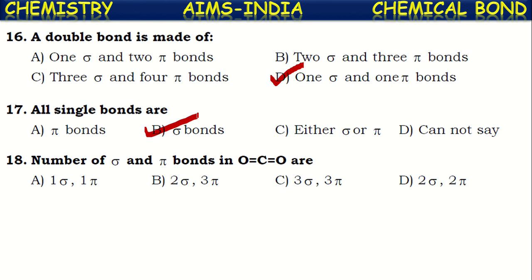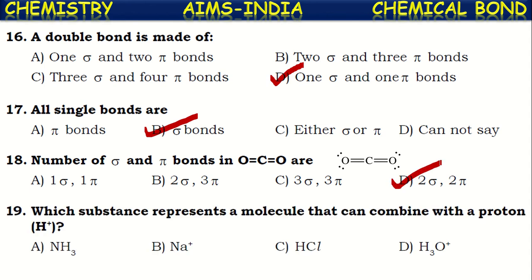The number of sigma and pi bonds in the carbon dioxide molecule is, observe once, the carbon dioxide molecule. In the carbon dioxide molecule, there are double bonds between the carbon and oxygen atoms. So out of a double bond, one is a sigma bond, the other one is a pi bond. In the same way here also. So overall, there are two sigma bonds and two pi bonds in the carbon dioxide molecule.